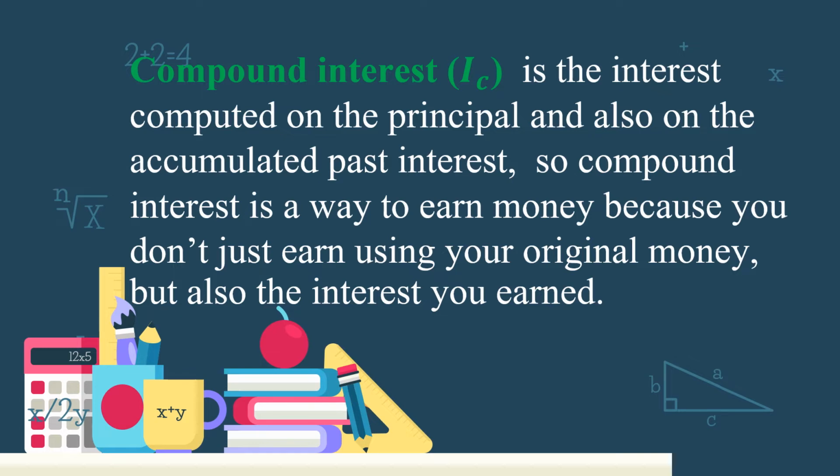So compound interest is a way to earn money because you don't just earn using your original money but also the interest you earn. Usually, this applies to bank loans. When you take out a loan, you don't just pay the interest rate. Every year, it earns interest in a compounded way. Later on, we will understand the difference between simple interest and compound interest.